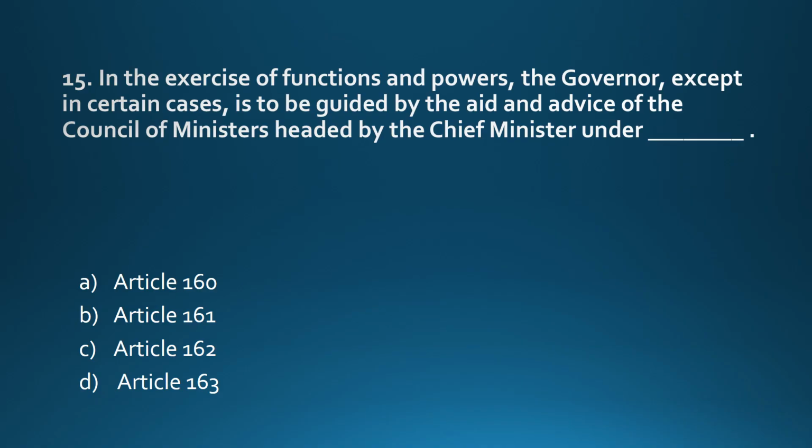Question number 15. In the exercise of functions and powers, the governor, except in some cases, is to be guided by the aid and advice of the Council of Ministers, headed by the Chief Minister under which article? Option A. Article 160. Option B. Article 161. Option C. Article 162. Option D. Article 163. Correct answer is option D. Article 163.